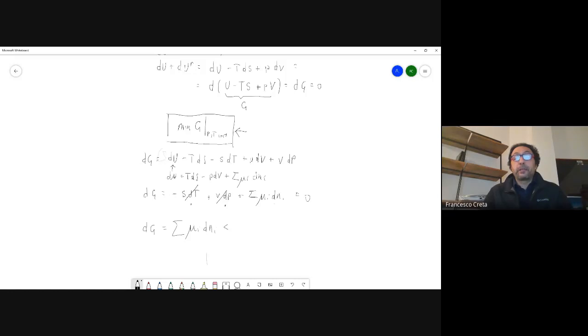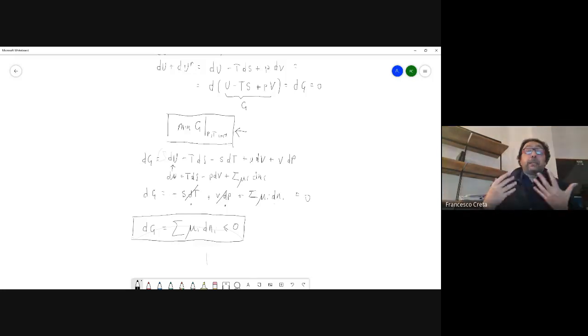So this will be true. So the system will move spontaneously. Sorry, these secondary lines you have to disregard. It's just my pen that's not working properly.